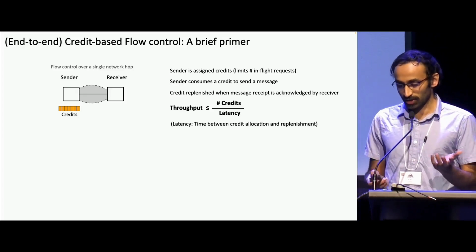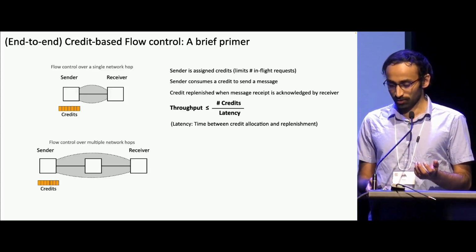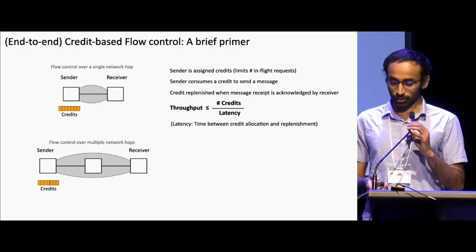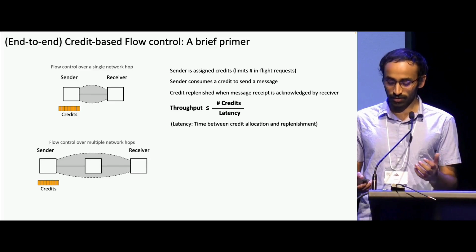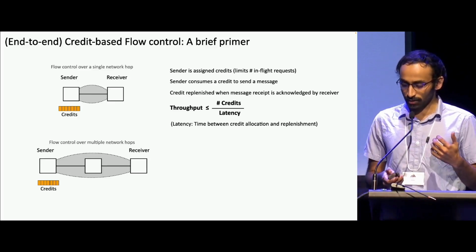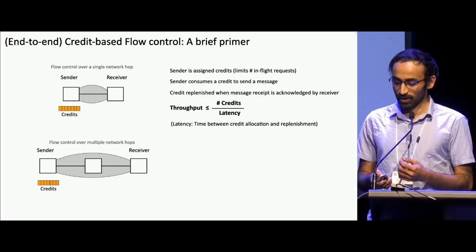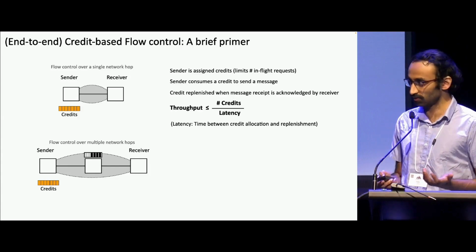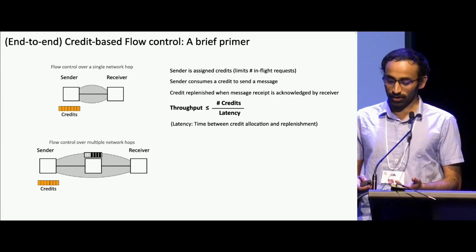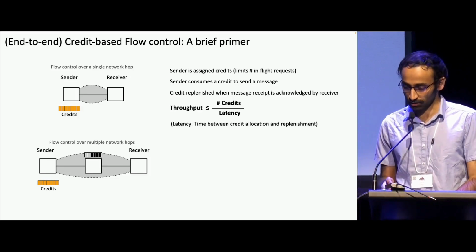Now, you can easily generalize this flow control mechanism for multiple hops. For example, if you have a network with two hops, your first node is the sender and your last node is the receiver. The important thing to note here is that any potential queuing that happens at intermediate nodes between the sender and receiver is going to get accounted for in the latency of this flow control loop.